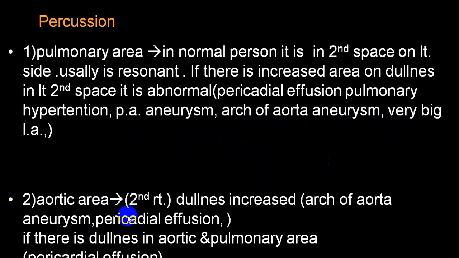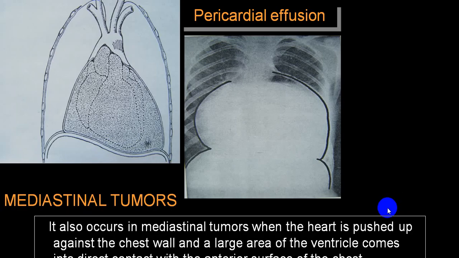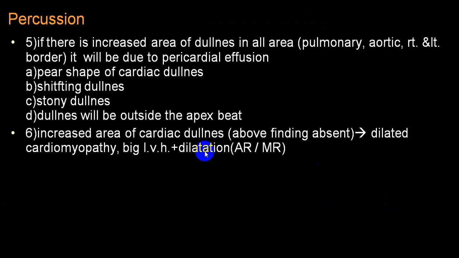And in the aortic area: arch of aorta aneurysm, root dilatation, ascending aorta aneurysm, massive pericardial effusion. In those conditions, and I have explained what the findings will be in case of a pericardial effusion. You will have a bottle shaped heart or a flask shape. Right side area will be increased, left side area will also be increased, and it will be stony dull, and you will also be able to demonstrate what we call shifting dullness.